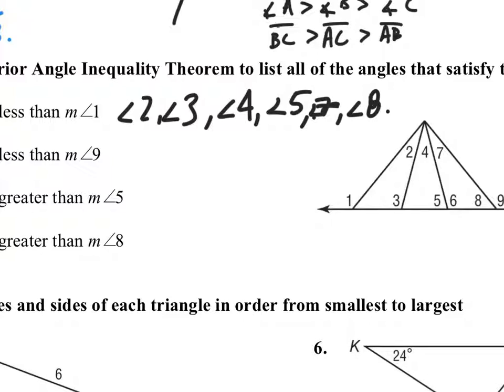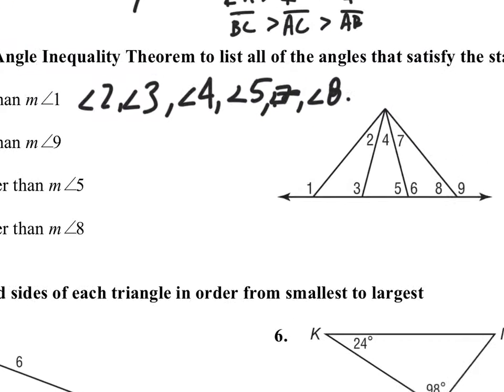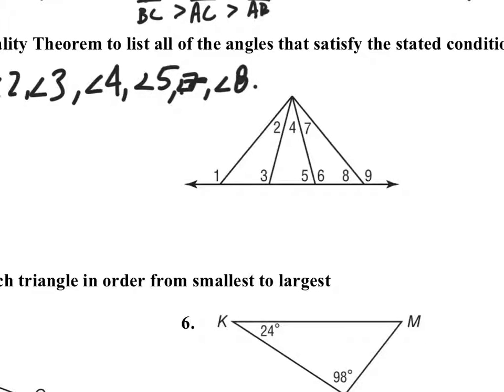Okay, let's take a look at the next one where it says less than the measure of angle 9, and it's pretty similar to that, but we got to think about what we're guaranteed by what we had said previously. So here's my exterior angle 9. I know that 7 and 6 are interior angles. Okay, I know that angle 4 is going to be less than angle 9, and so is angle 2.